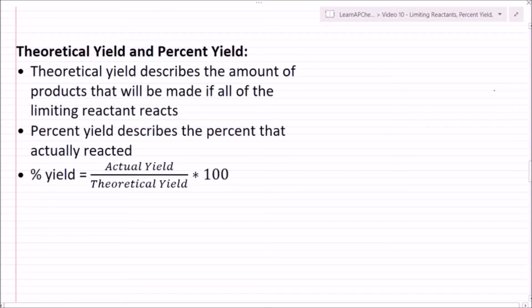Alright, so now let's talk about theoretical yield and percent yield. So theoretical yield describes the amount of products that will be made if all of our limiting reactant reacts.